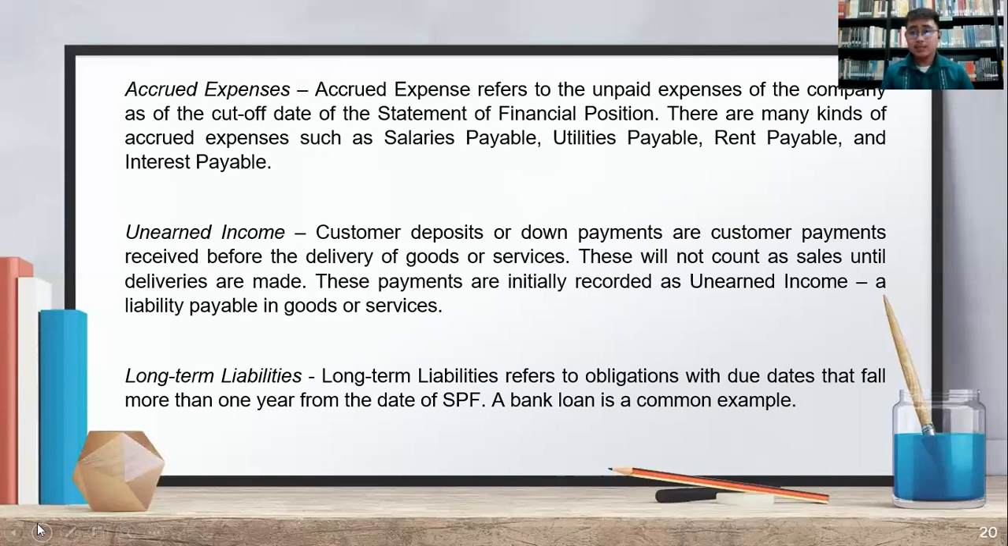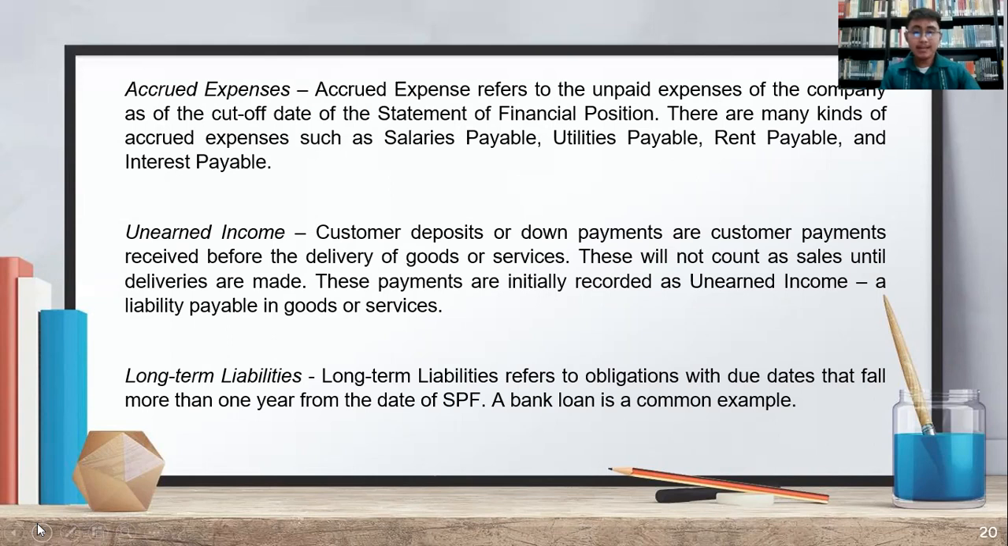But then, since our company didn't give the delivery of goods or service, we call it unearned income. So we have the liability to the customer or to the client to give the product and service that they need or they want. Next, we have the long-term liabilities.